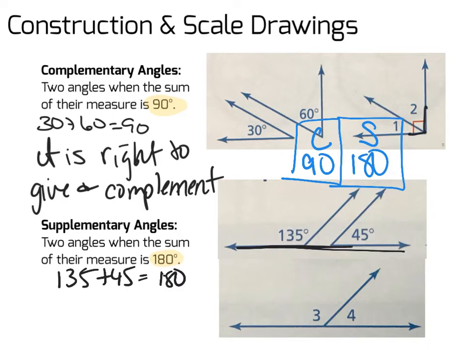Or you can always remember that a complementary angle is 90 degrees. It is right to give a complement. Right angles or 90 degrees are complementary angles.